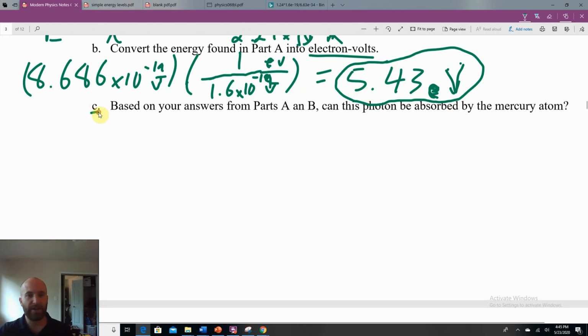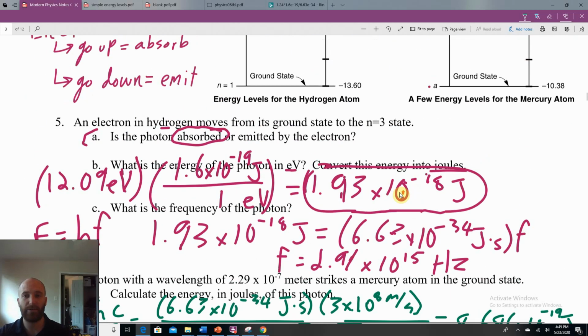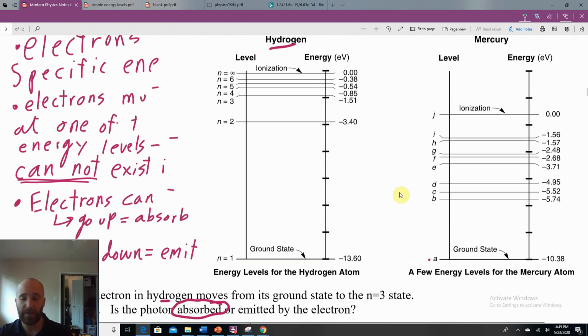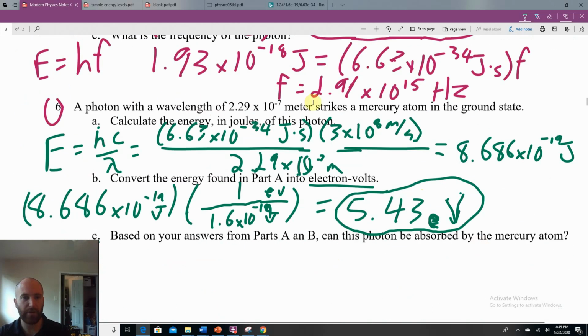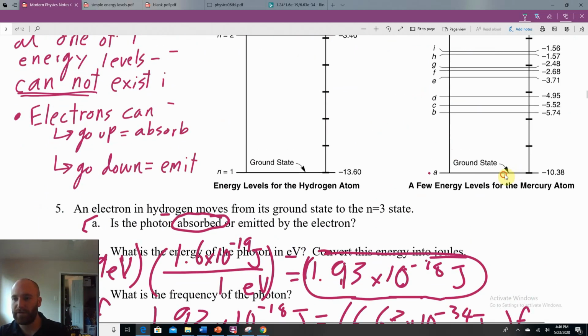C, based on your answers to parts A and B, can this be absorbed by the mercury atom? So now we're talking energy levels. Let's go to our chart, which is in the reference tables. It's also in your notes right here. We started in the ground state, and we gained 5.43, so it goes up in energy. Let's figure out where it would end up.